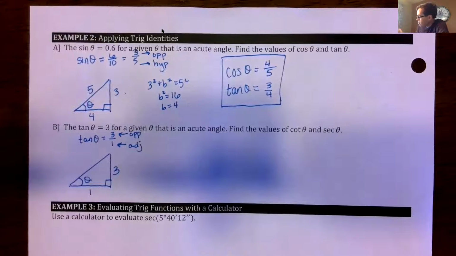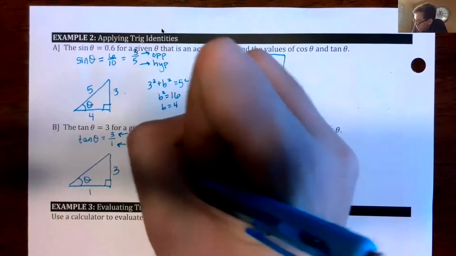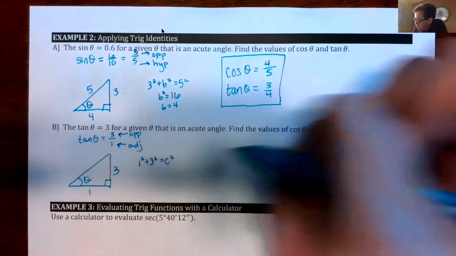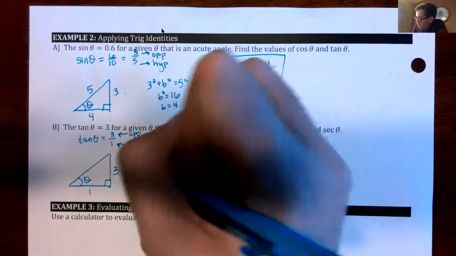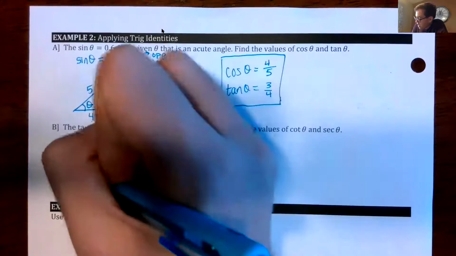So now that we have that, we can find the missing side. 1 squared plus 3 squared has to equal c squared. So we have what, 9 plus 1. So 10 equals c squared. So c is going to be the square root of 10.